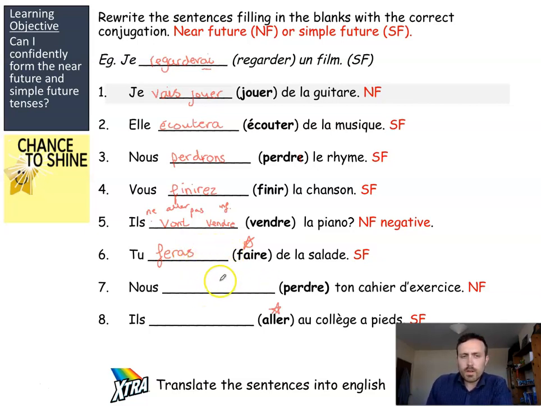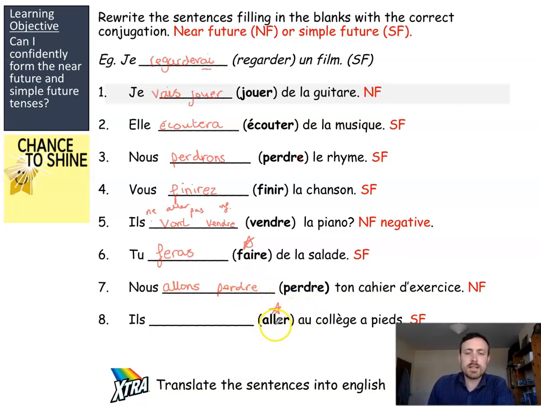Nous is our subject for number 7, and the verb is perdre in the near future. So nous allons. It's the verb aller there, and we take our infinitive, and we get nous allons perdre ton cahier d'exercice. We are going to lose your exercise book.